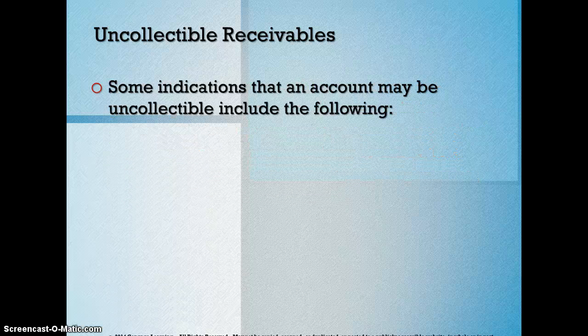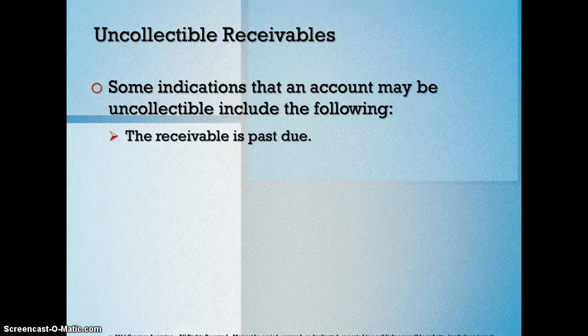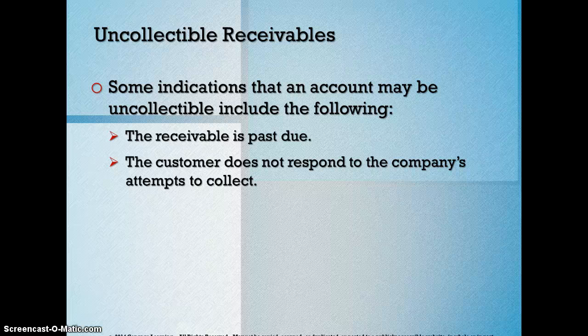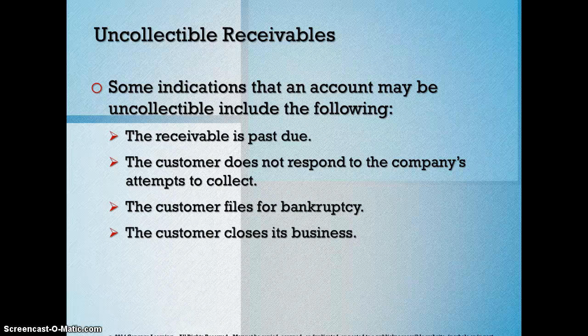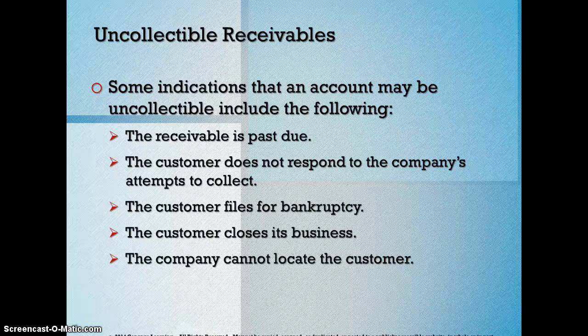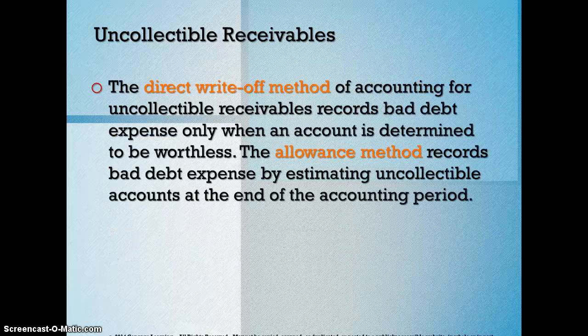All right, there are a few indicators on what would make an account uncollectible, and this is the fact that the receivable is past due. They haven't paid it on time. The customer does not respond to the company's attempts to collect. The customer files for bankruptcy. The customer closes its business, and the company cannot locate the customer. These are some very common examples of when we will know that it is time to actually write off a receivable because we do not expect to receive the money.